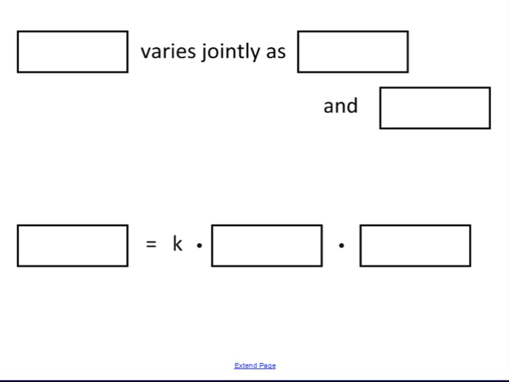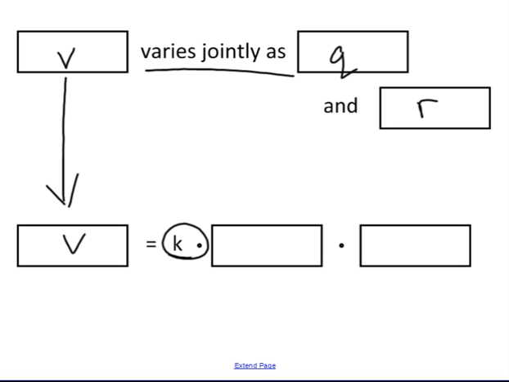Varies jointly, so let's use another variable. Let's do v varies jointly as q and r. So the v varies jointly, k times q times r. V equals k q r.